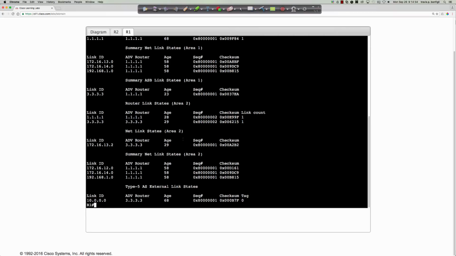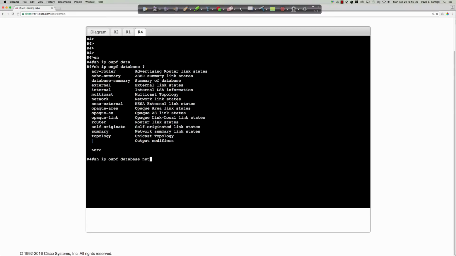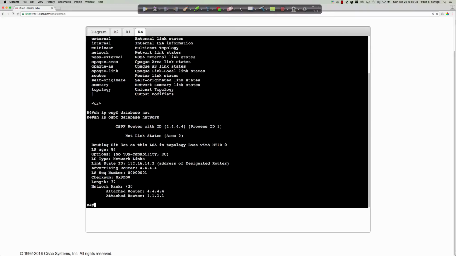All right, so let's go over to router 4 right now and take a look at a type 2 LSA, a network LSA, and see what that looks like. So we say show IP OSPF database, and which one would we use? Exactly, network. And there's your network LSA. It shows us the CIDR notation here of the network mask. Shows us the routers that are attached. Remember, this is being generated by the DR.